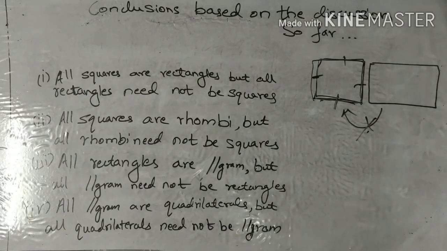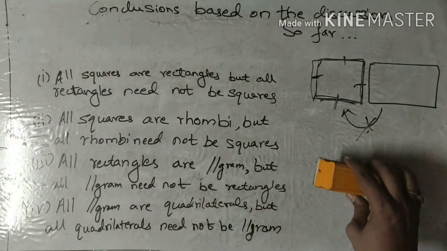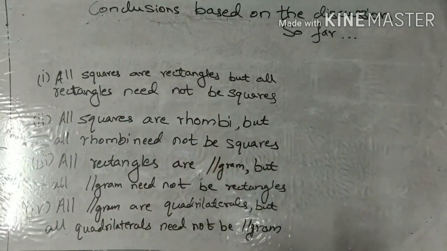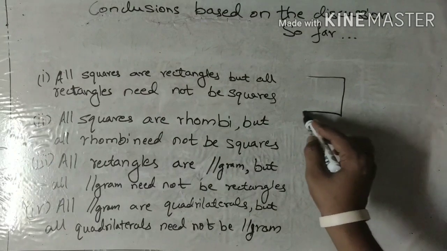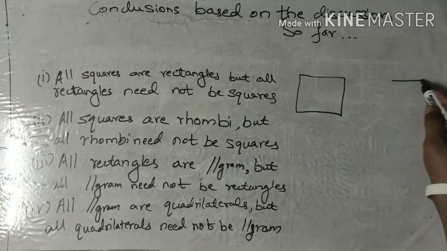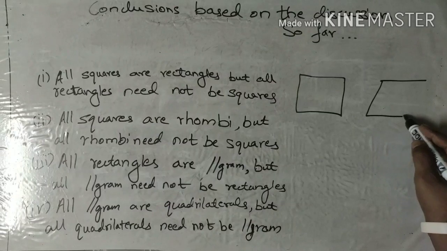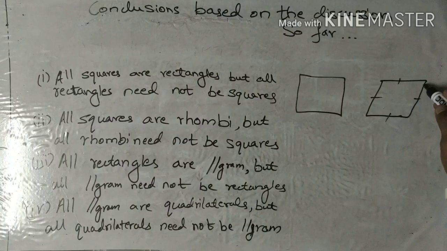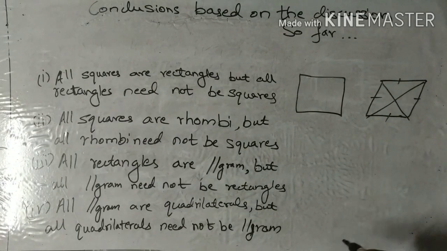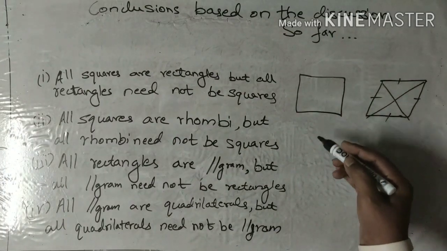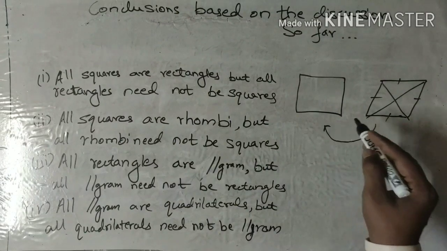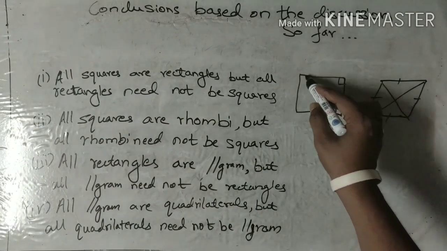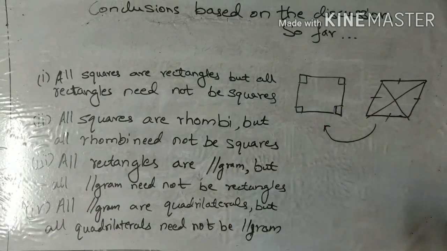Similarly, all squares are rhombi, but all rhombi need not be squares. In the same fashion, if I draw squares, there is no condition for a rhombus in terms of what angle it should be. The only condition is the sides should be equal, the diagonals should bisect each other, etc. But vice versa, if I want all rhombi to be called squares, it's not possible, because the angle of the square needs to be 90 degrees. So the second one is also proved.